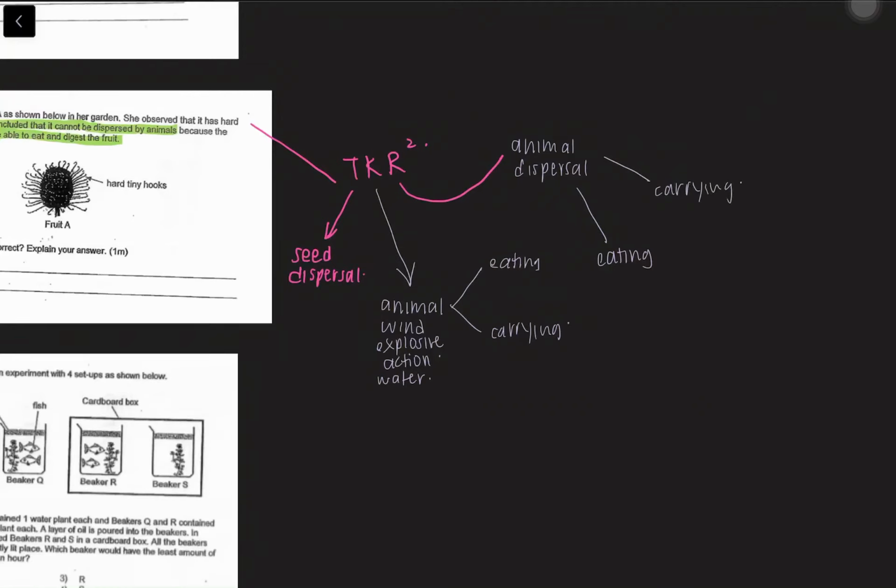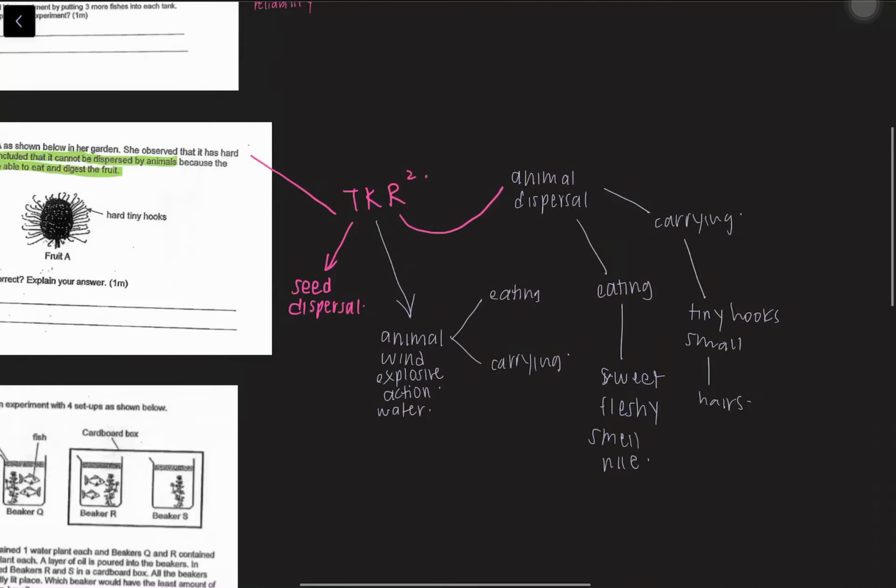So what is the relationship that we know about eating? It needs to be sweet. It needs to be fleshy. It needs to smell nice. What do we know about carrying? So we know for carrying that it has to have tiny hooks. It needs to be small so that it can hook on to the hairs, right?